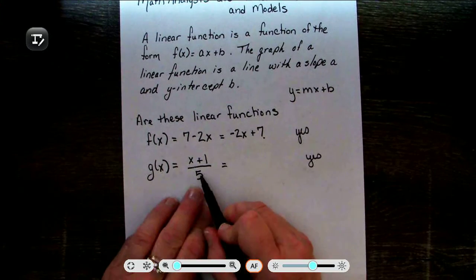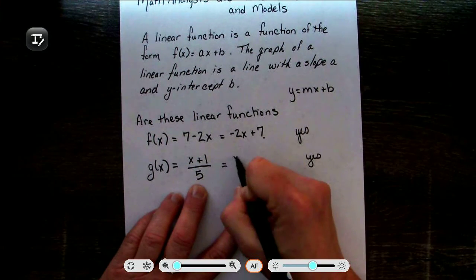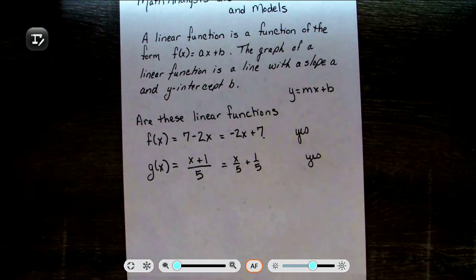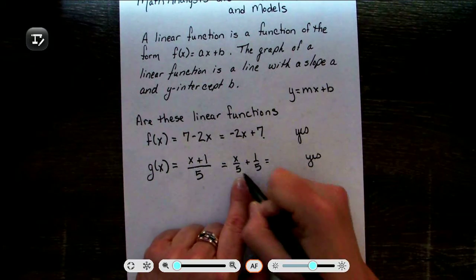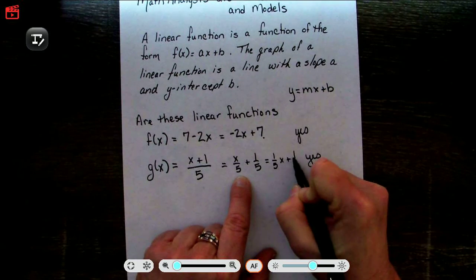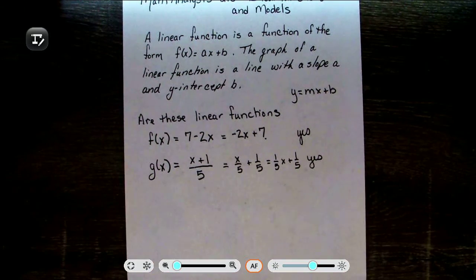Okay, because I can write this as x over 5 plus 1 over 5. So I can break up that complex, ugly-looking fraction, and then I can rewrite this x over 5 as 1/5 x plus 1/5. So yes, we can, if we really want to write it in that specific form, yes we can. Our slope would be 1/5, y-intercept would be 1/5.